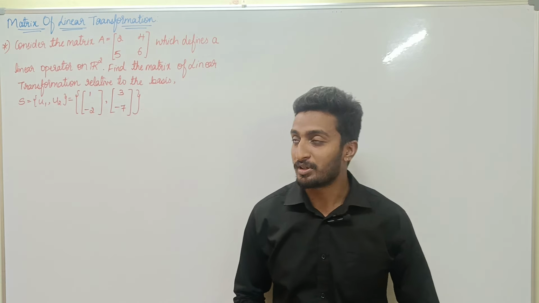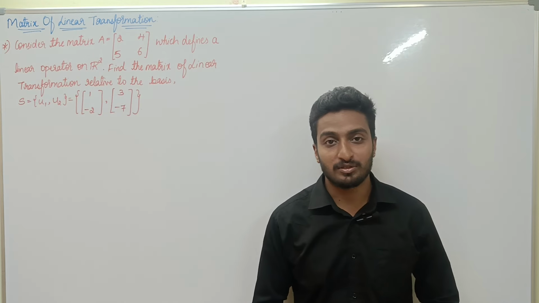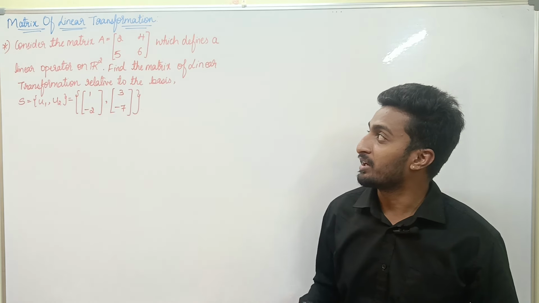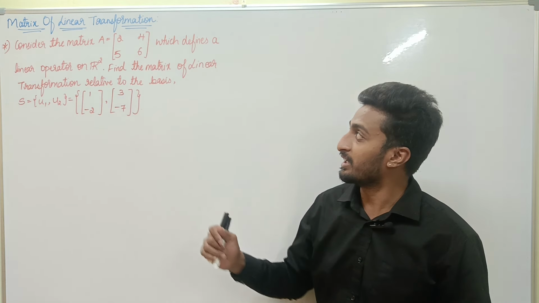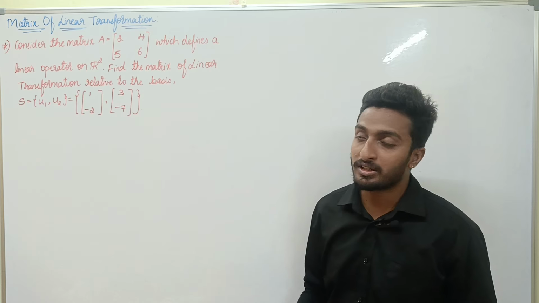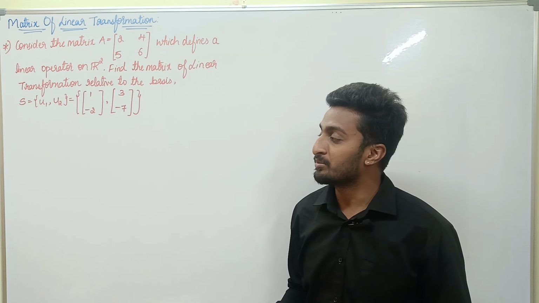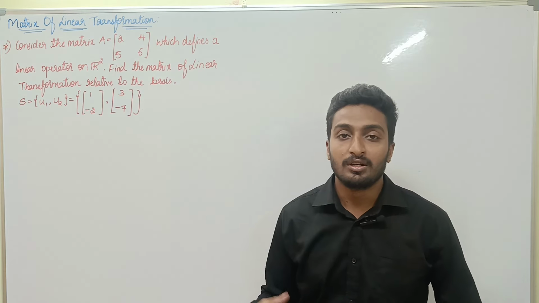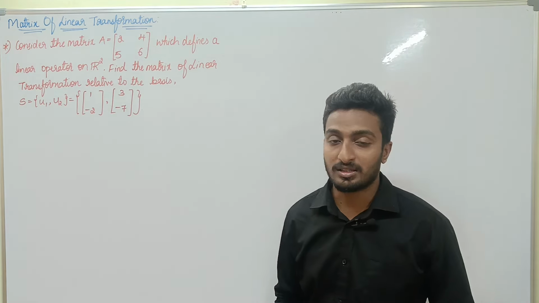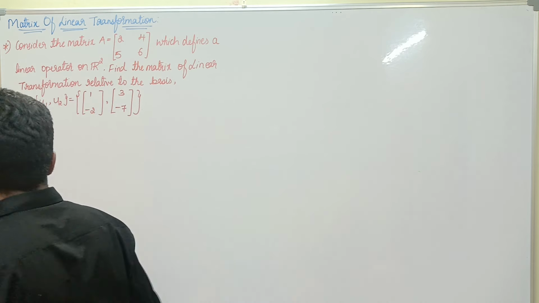Today, let us solve the problem on the matrix of a linear transformation, where the matrix A is defined with respect to a linear operator on R2. Find the matrix of the linear transformation relative to the basis U1 and U2. To find this, let us simplify the matrix.